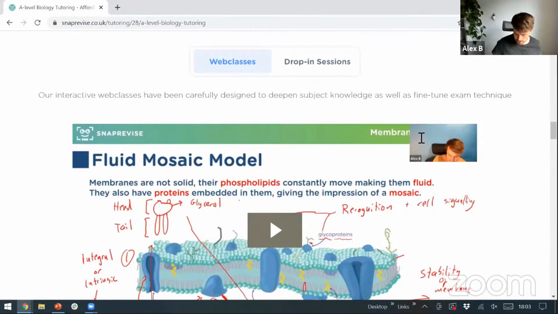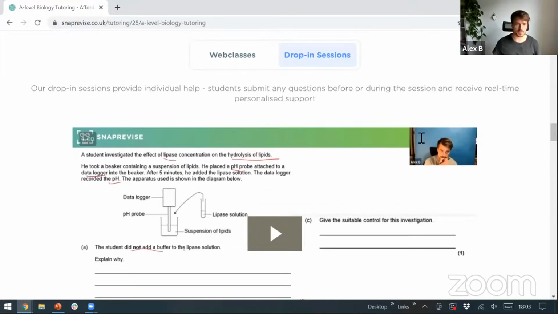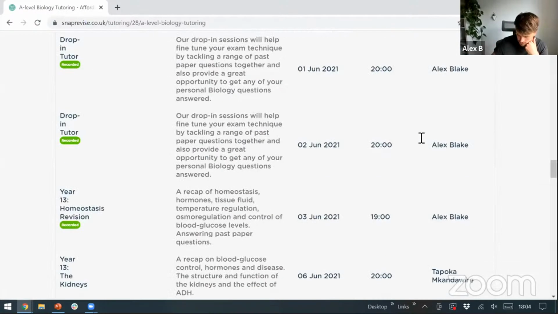So that's web class. And we've also got drop-in sessions. These basically go through lots of past paper questions. The crucial difference between these sessions is that you guys request these. So if there's a topic that you want to revise, or that you feel you don't know very well, or you've got a test coming up in a particular topic, you just message in and we'll make a drop-in session for you on that topic. We'll do a little bit of revision, sometimes mind maps, Venn diagrams, talk about it, and then answer some questions to make sure that you're happy with it. So that's those sessions.